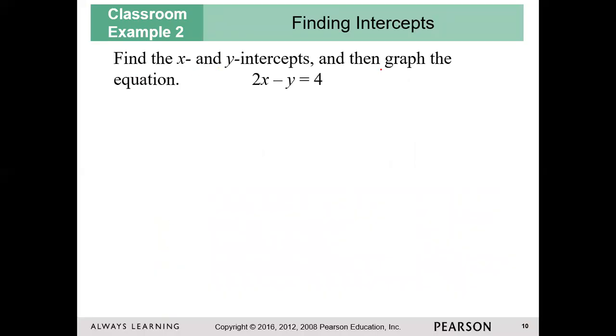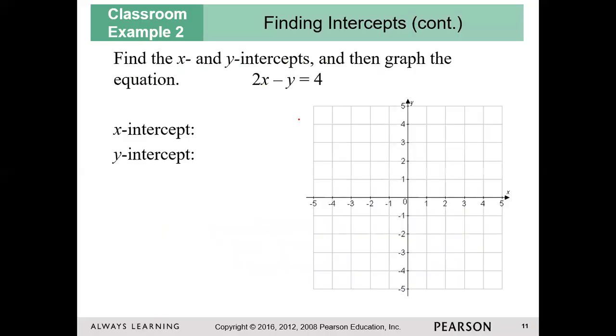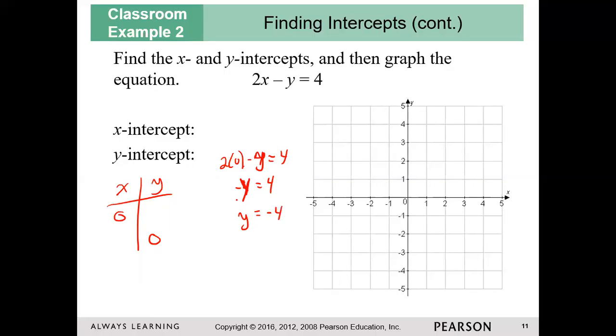So find the x and y intercepts for this equation here, and we're then going to graph it. Again, I'm going to use this intercept table to figure out what these intercepts are. So again, substitute 0 in for x. So we have 2 times 0 minus y is equal to 4. That's going to be negative y is equal to 4, which means y is going to be equal to negative 4 because you've got to divide by negative 1. So your y-intercept is at negative 4.